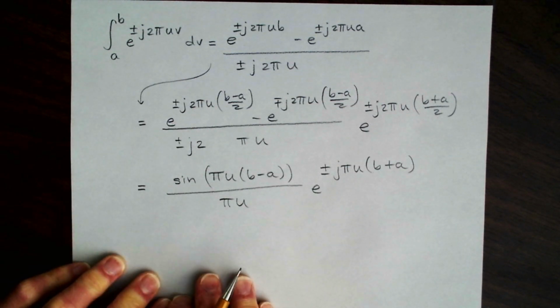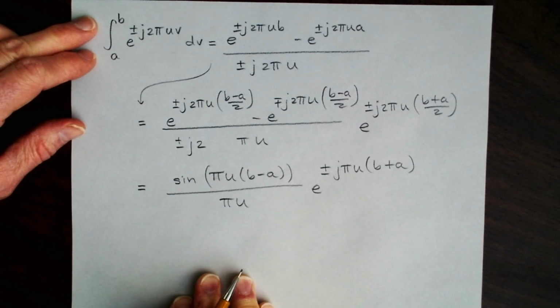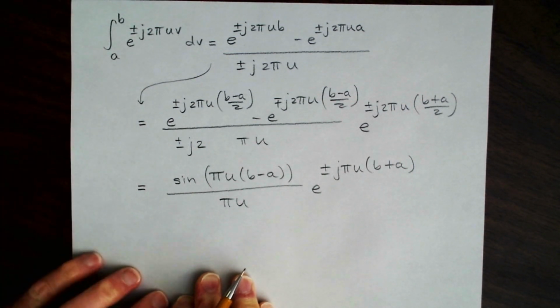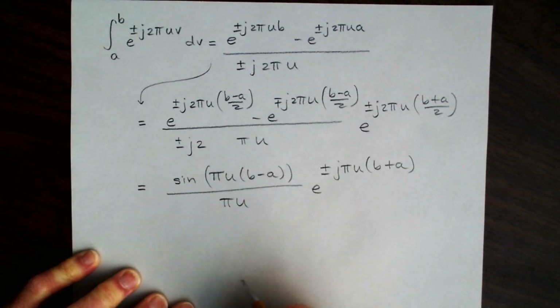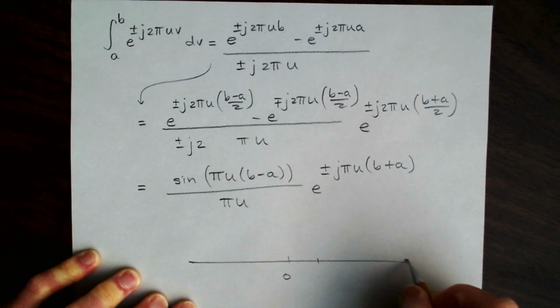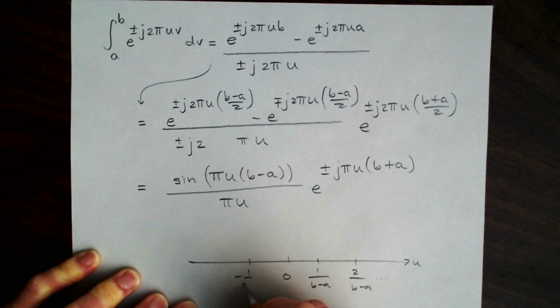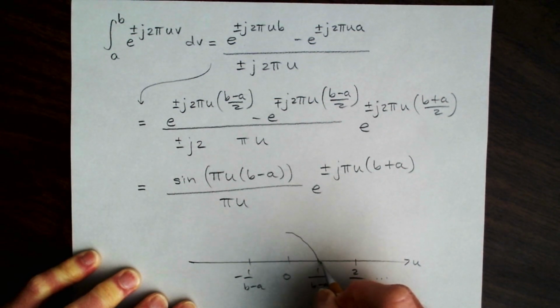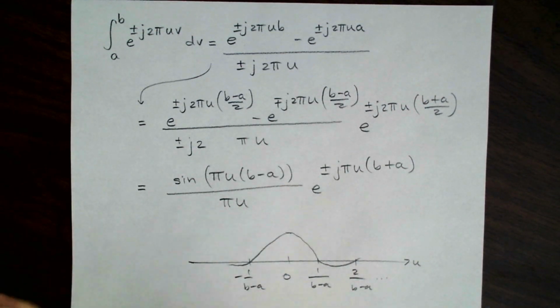Once again, we notice some things that we've seen before. One of those is that the width of this interval that we're integrating over is b minus a. And you see the b minus a showing up here in the sinc function like we've seen before. If we were to sketch this out, this is now the u-axis, the zero crossings would occur at 1 over b minus a, 2 over b minus a, and so on. And we'd have a function that looks like a sinc function in between. So that's the general formula that we wanted to derive.